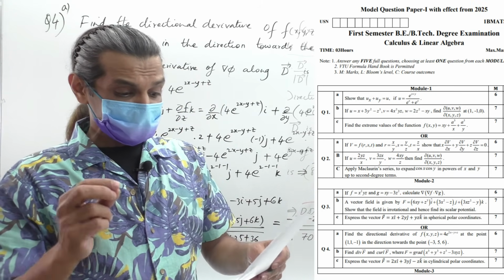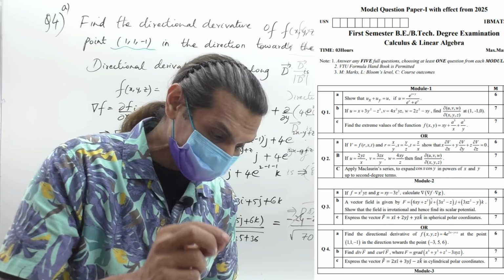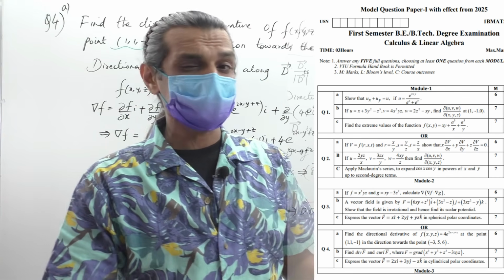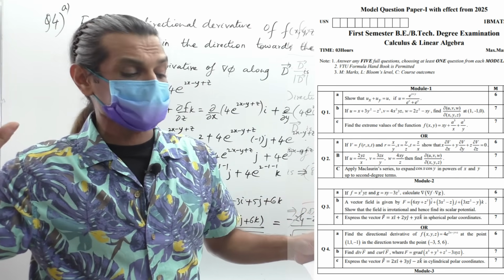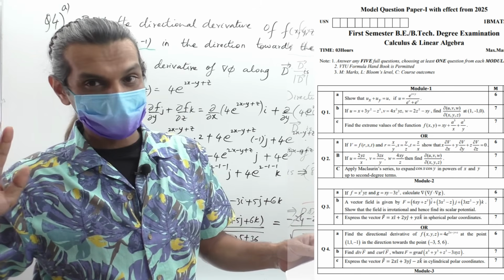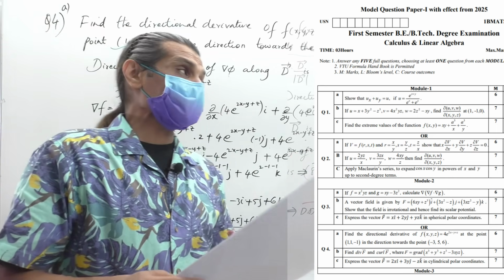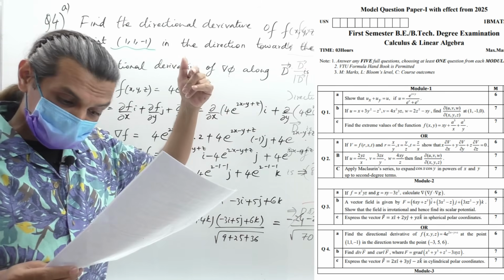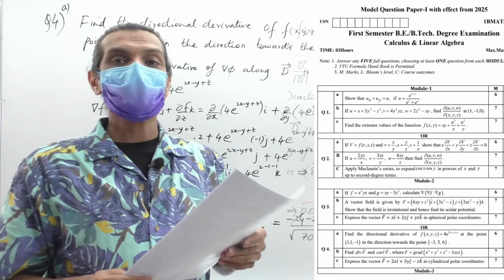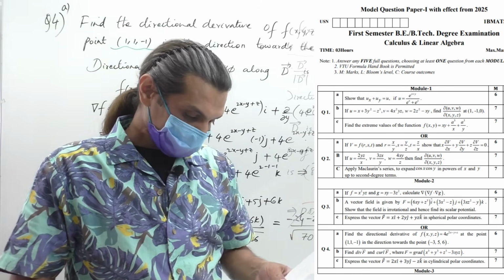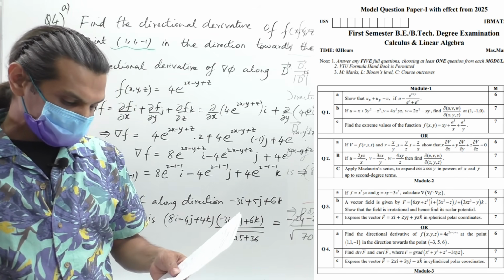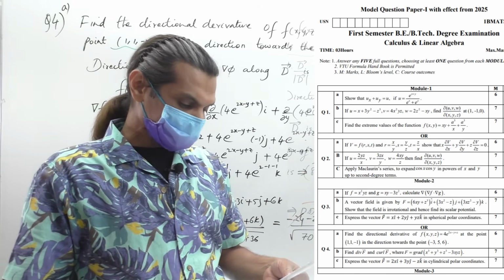Find divergence and curl of f where f is equal to grad of x cube plus y cube plus z cube minus 3xyz. Very, very important problem. They may repeat this in the examination. Be careful. Since it's very important, I have solved it, and you can find the link in the description below. Please go refer to it. Don't miss it.